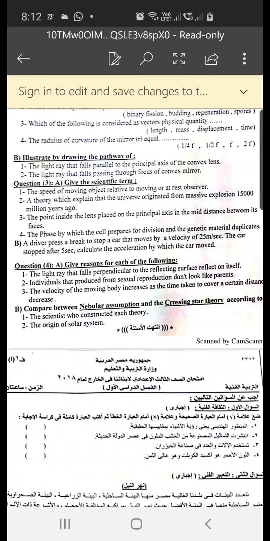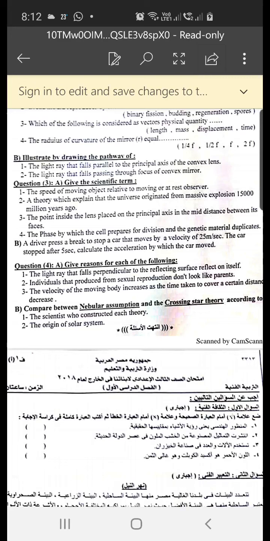B, a driver presses on the brakes to stop a car moving with velocity 25 meter per second. The car is stopped after 5 seconds. Calculate the acceleration of the car.